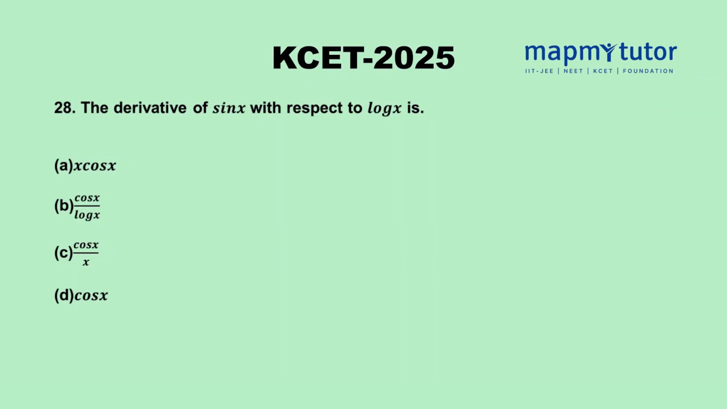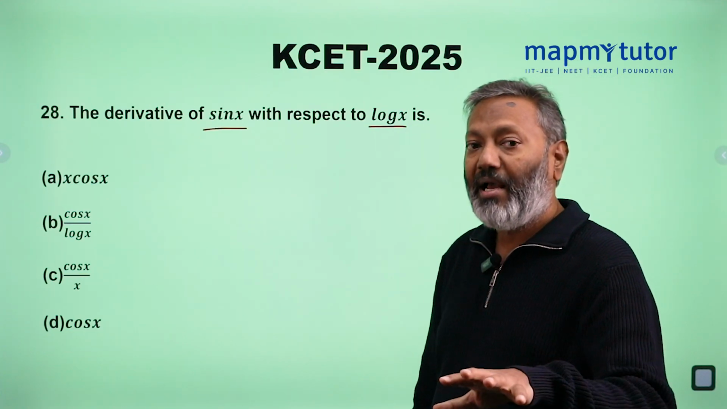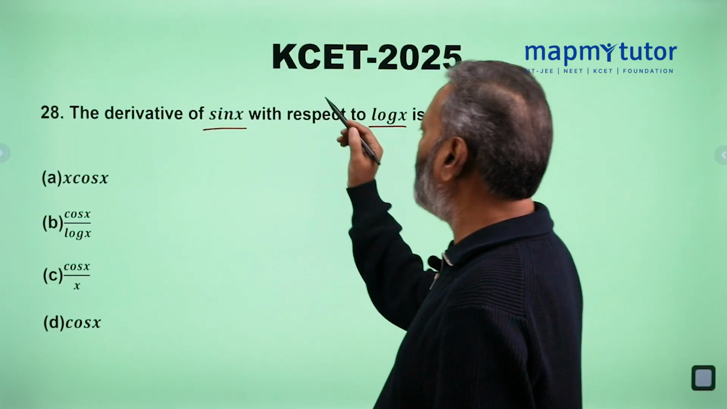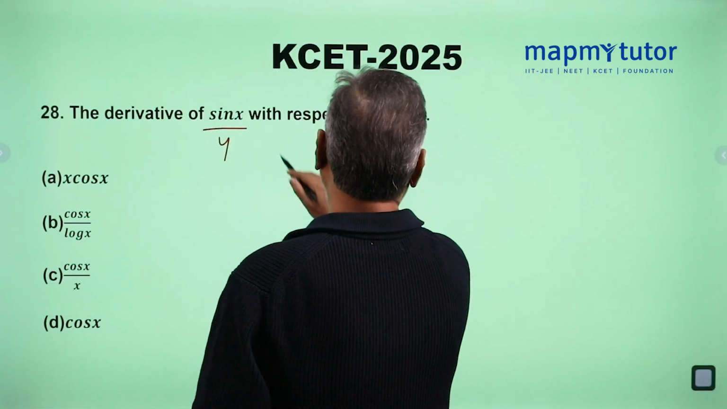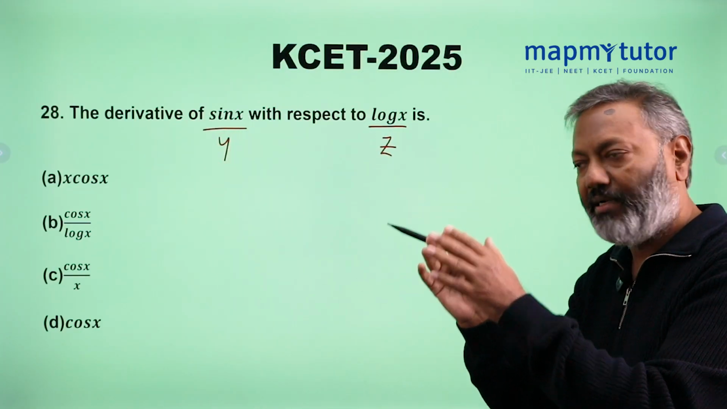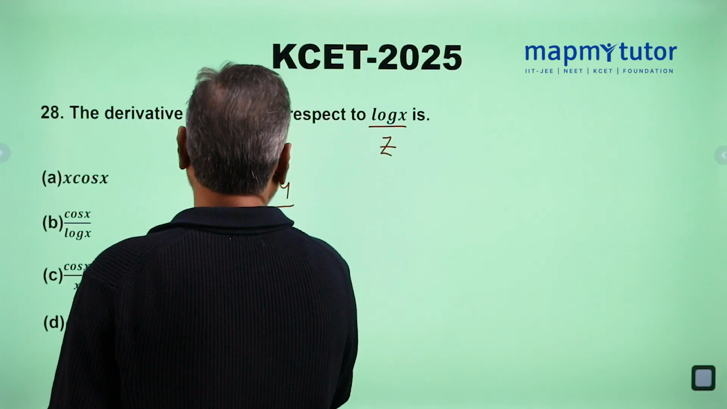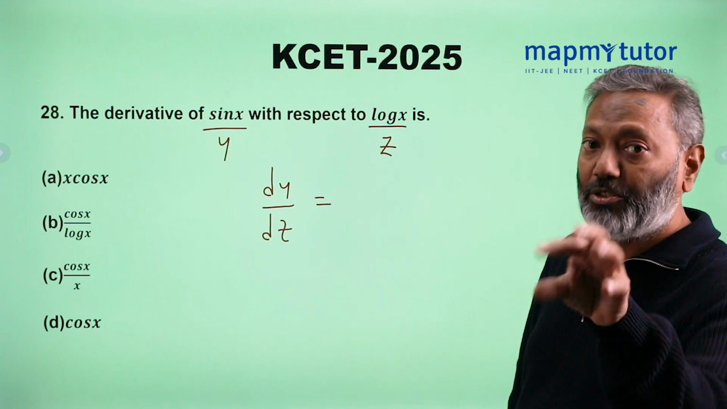The derivative of sin x with respect to log x. This is called another method of differentiation. Okay? It is named as derivative of a function with respect to another function. Usually, the first function, let me take it as y, and the second function, that is, the function with respect to which I need the derivative, I'll take it as z. Now, what is the derivative of y with respect to z? That's all. dy by dz is to be calculated.